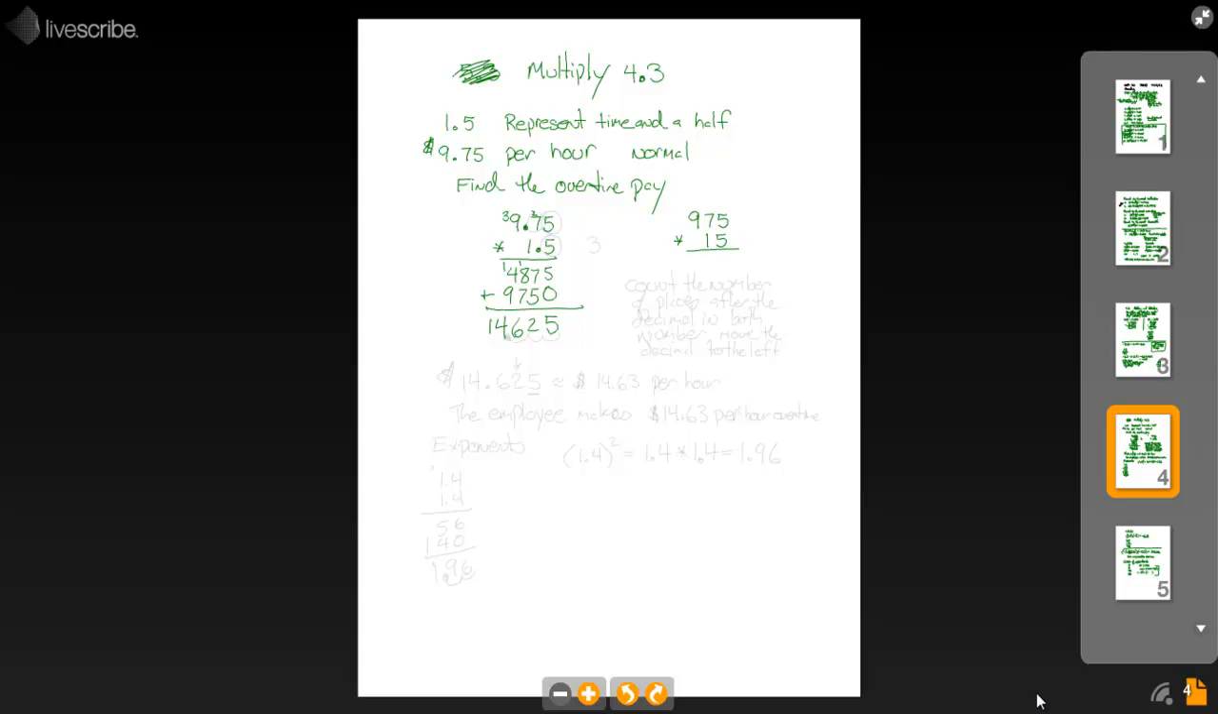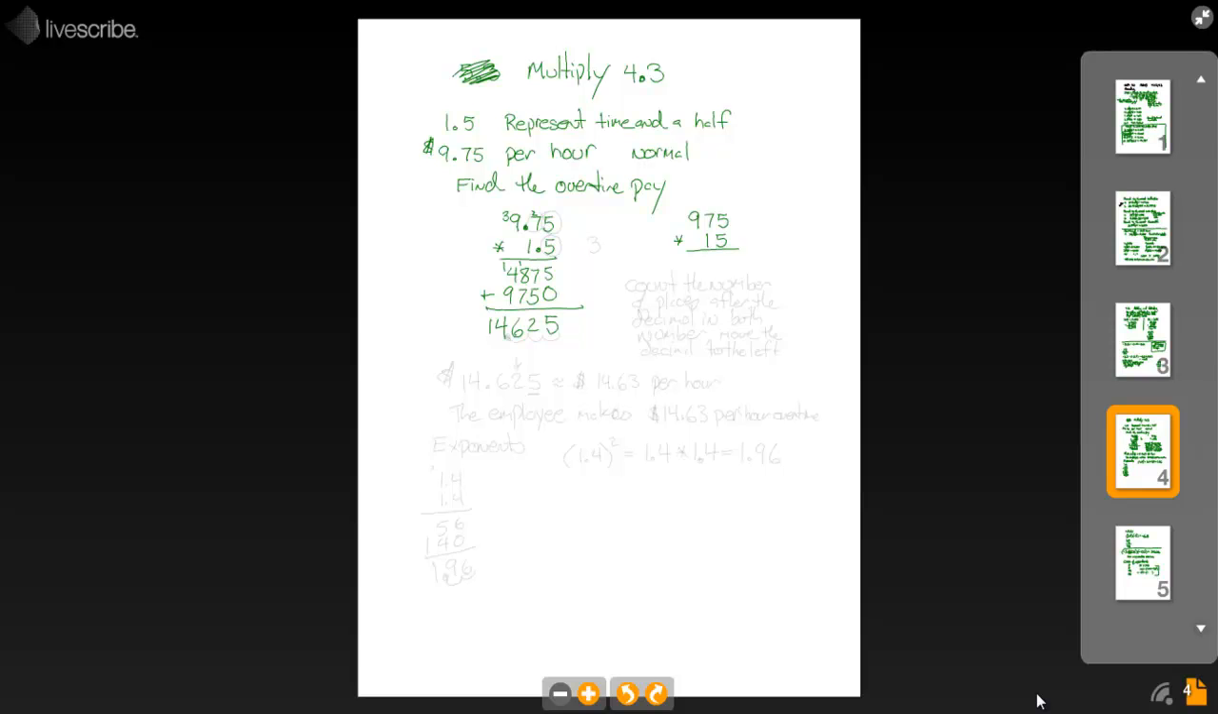And I'm doing this particular problem first. Do you think I make $146.25 on time and a half pay per hour? $14. Trisha's saying the decimal probably should go there, that it's $14 and some change.